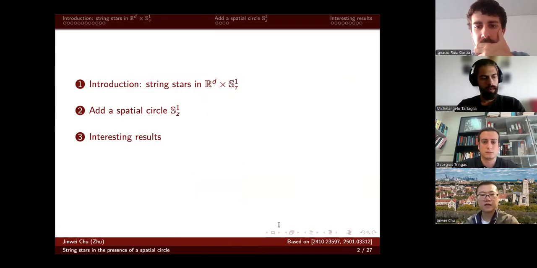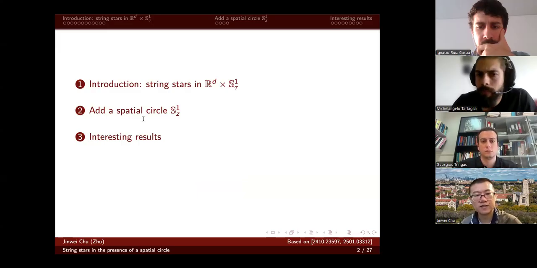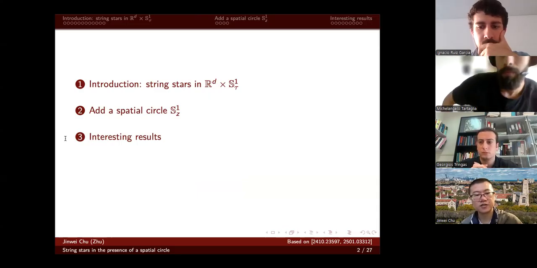Here's the plan of my talk. In the first part, I will introduce the string stars in Euclidean spacetime, Rᵈ cross S¹. And in the second part, I will start to add a spatial circle S¹_z. And in the last part, I will highlight some interesting results.